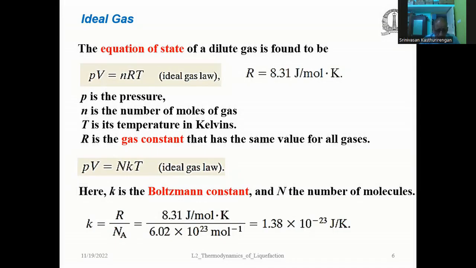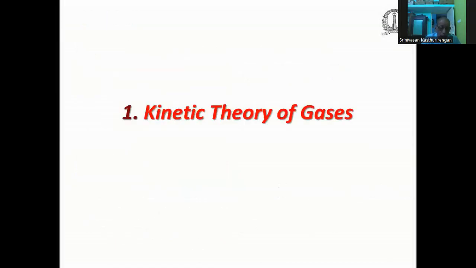So K is equal to R by Na, so you can substitute 8.31 joule per mole Kelvin divided by 6.023 into the power 23 per mole, which is equal to 1.38 into the power minus 23 joule per Kelvin. So this is the Boltzmann constant. It represents the R value per molecule.